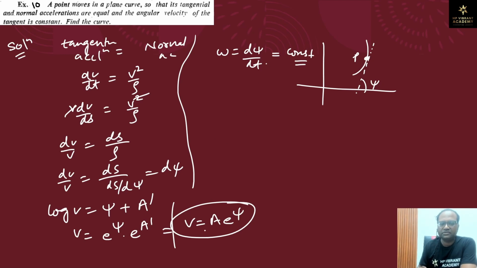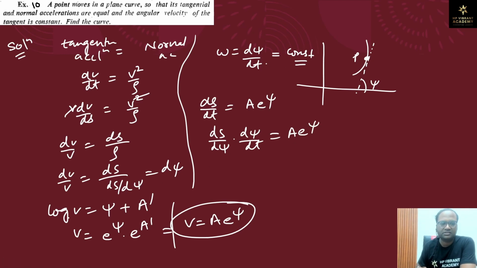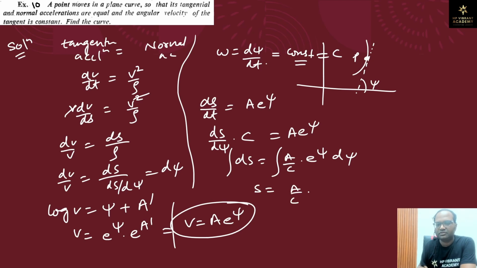So let us write v as ds upon dt. The ds upon dt is equal to a e to the power psi. So we can write this as ds upon d psi into d psi upon dt, equal to a e to the power psi. Now d psi upon dt is constant. So let us take this as c. d psi upon dt is c. So we can write this as ds is equal to a upon c into e to the power psi d psi. Integrate. So we have s is equal to a upon c into e to the power psi plus b.